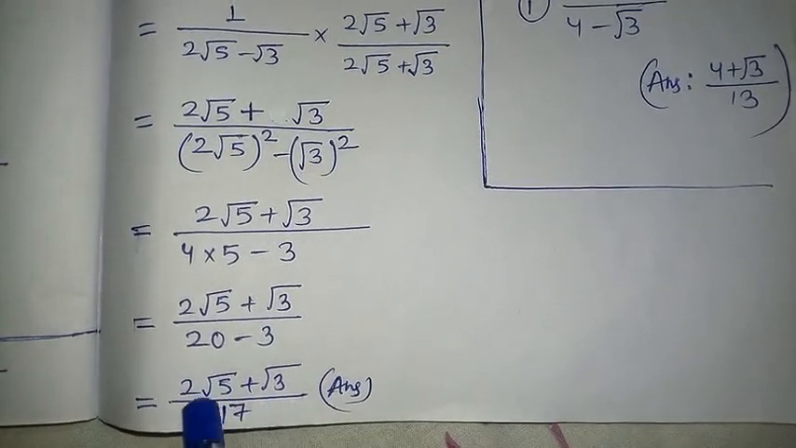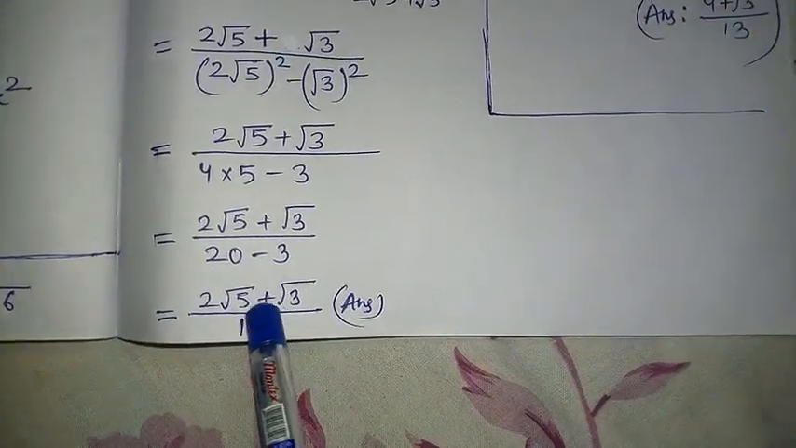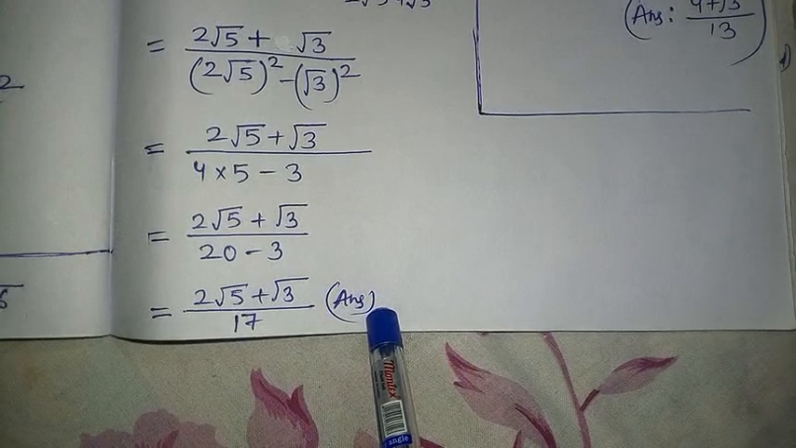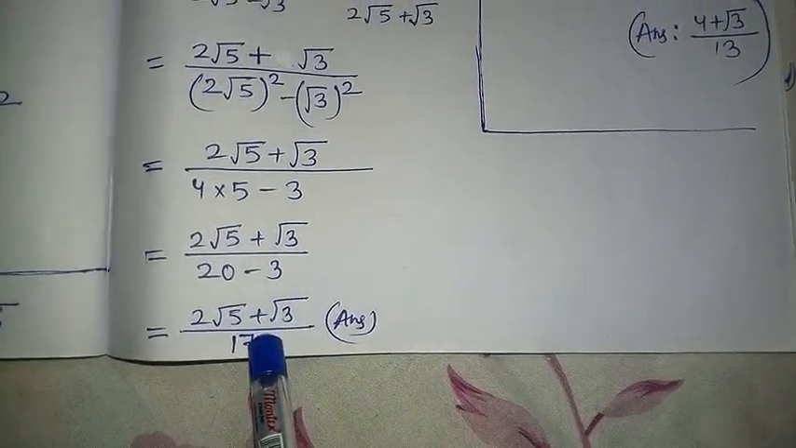So you can see in the denominator there is no root. In the question there was a root, but in the answer there is no root. That means our answer has come. Let there be a root in the numerator, no problem, but there should be no root in the denominator.